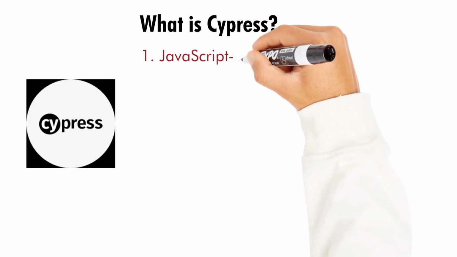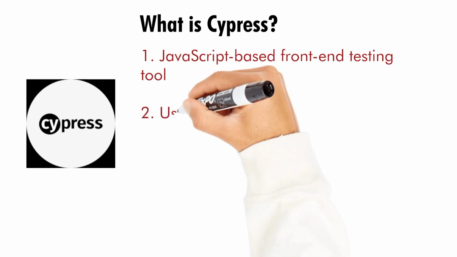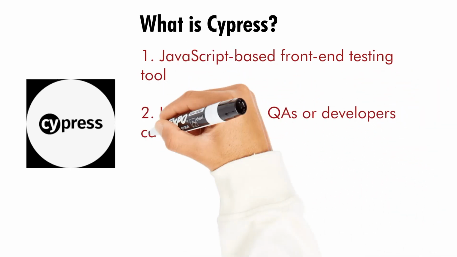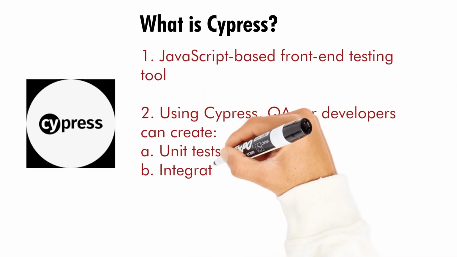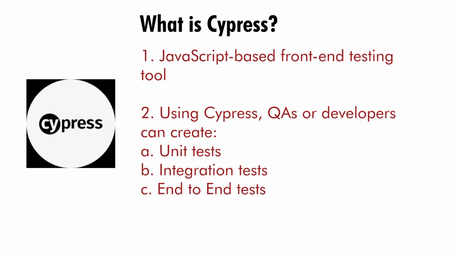So we'll see here. Cypress is a purely JavaScript-based front-end testing tool built for the modern web. It aims to address the pain points that developers or QA engineers face while testing the application. Using Cypress, QAs or developers can create unit tests and integration tests, and end-to-end testing is also possible. Following the agile methodology, front-end developers have started creating their own test cases. JavaScript is a widely used language among front-end developers.